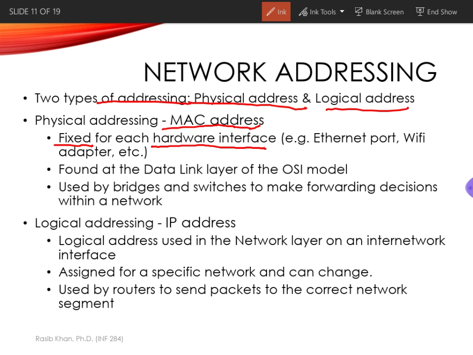So let's say you have a Wi-Fi adapter on your laptop. You also have an Ethernet port. Each of these interfaces will have a separate and unique MAC address. And just to make it more interesting, each and every device that we have connected to the internet has a unique MAC address. So if there are a billion devices connected to the internet, there needs to be a billion unique MAC addresses.